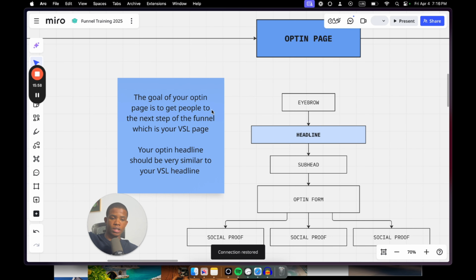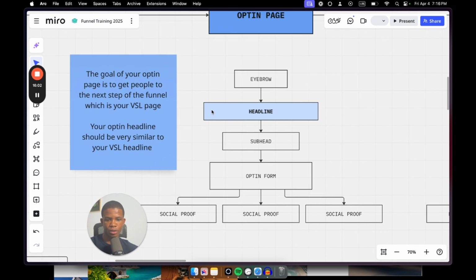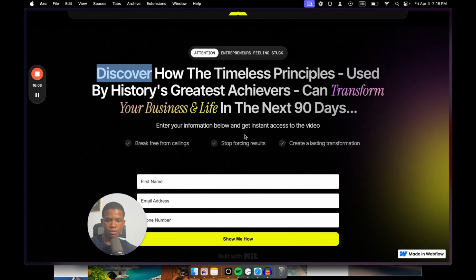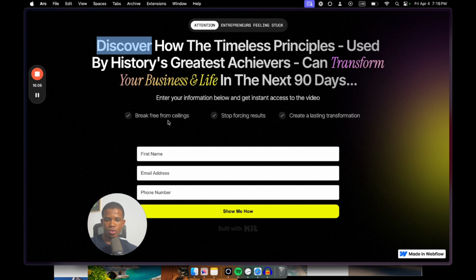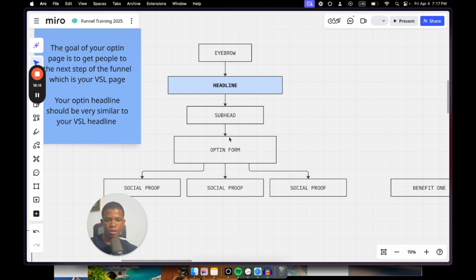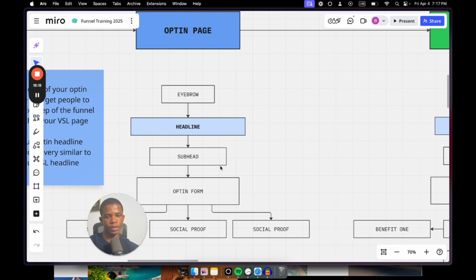So basically, like I said, the opt-in headline should be very similar to the VSL headline, nothing crazy, and you don't need to make it very complicated. As you can see on this one, it's very simple. You just need a headline, eyebrow text, sub-headline, some benefits, and the opt-in, that's it. You don't need to make it complex. You can also add social proof if you want, but keep it very simple, ideally.